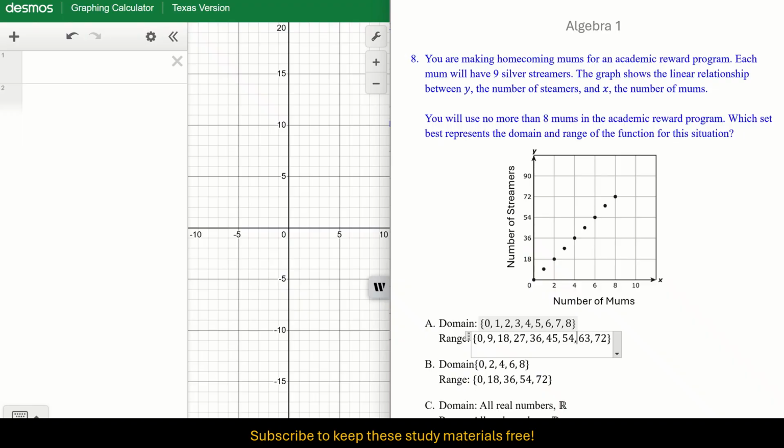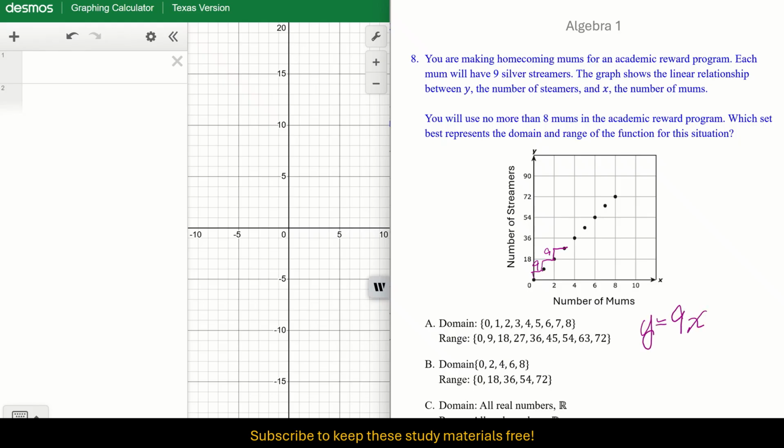Okay, using the Desmos Graphing calculator to solve this is going to be a little bit quicker, but you're still going to need to know the equation itself. So again, I will state that we have a discrete situation because we don't sell part of a mum and we do not put less than 9 streamers on each mum. Okay, and we know that we have a slope of 9 because we're going to go up by 9 streamers each time. Each step up is 9. So this means we have y equals 9x.